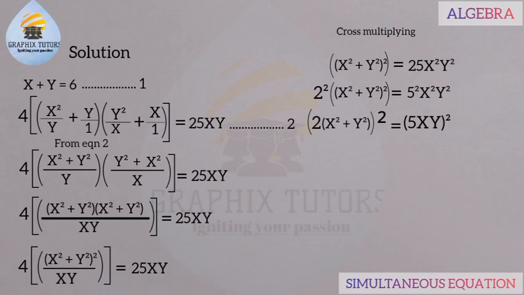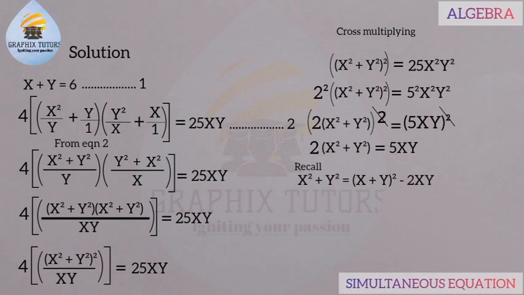Now what I have here, I'll be taking my square to the other side, or I will say the square here will equal the square here. We'll now be left with 2 open bracket x squared plus y squared, close the bracket, equals 5xy. Now, x squared plus y squared is equal to x plus y raised to power 2 minus 2xy. This is what you have with this.